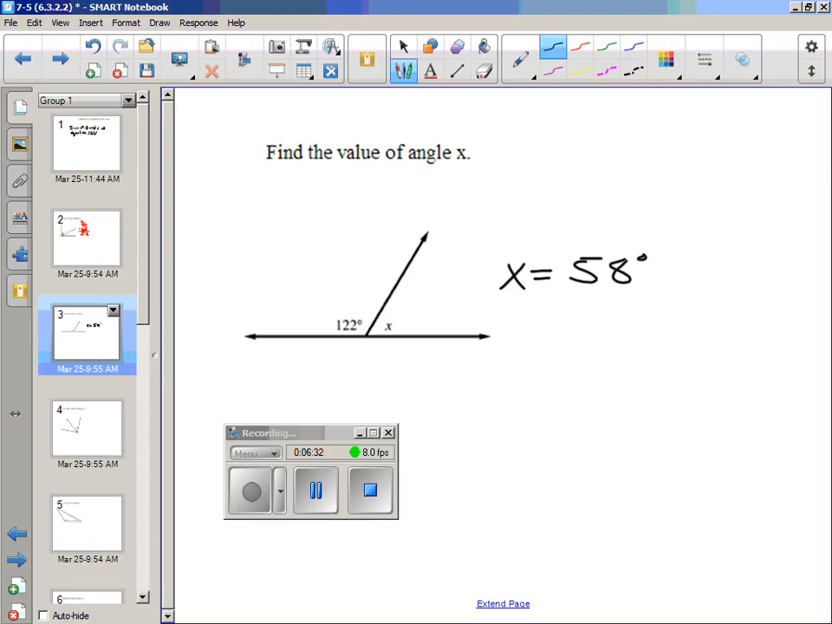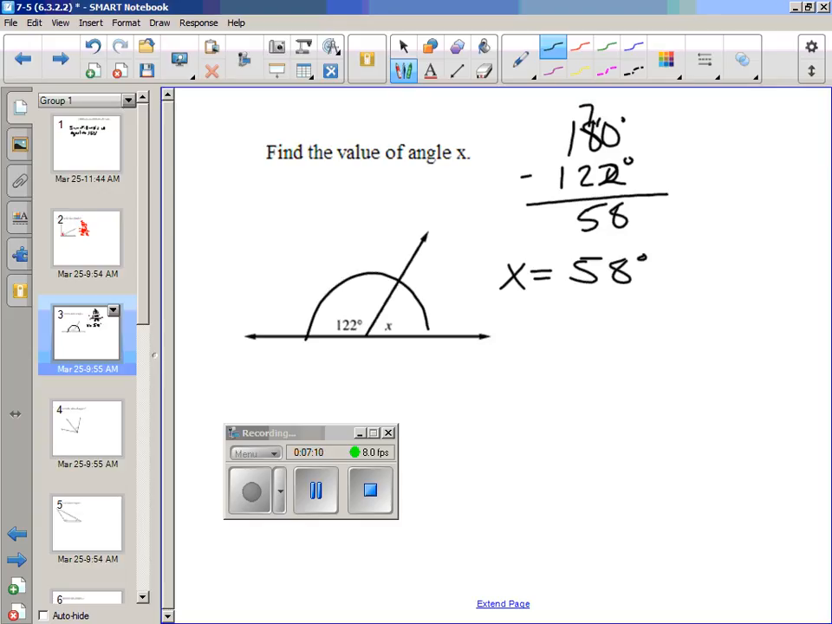Now, who can tell me why it is 58 degrees? Yeah. Because that is a straight angle of 180. And so that's 122. So 180 minus 122 is 58 degrees. Because this grand total right here is 180.